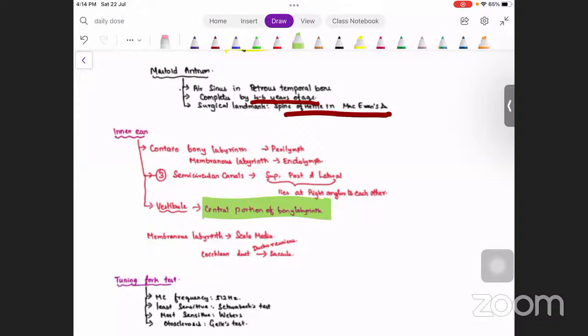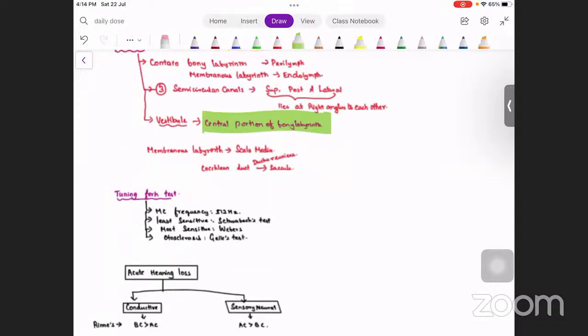Then you have the tuning fork test. The most common frequency in the tuning fork test is 512 Hz. The least sensitive is the Schwabach test. The most sensitive is Weber's test. So for the tuning fork, the most common frequency is 512 Hz, least sensitive is Schwabach, most sensitive is Weber's. And for otosclerosis, the test we use is Gelle's test.